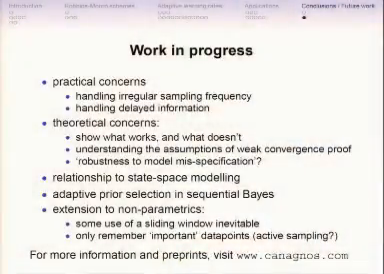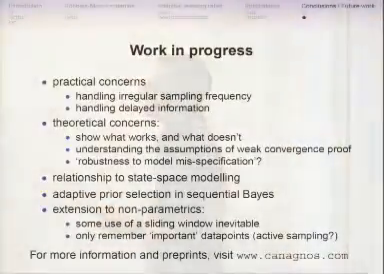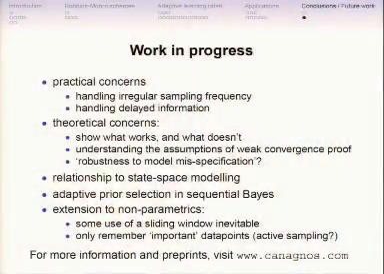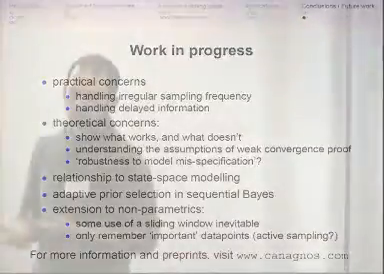So in terms of future work, some practical concerns are to handle the irregular sampling frequency that is observed in real data, and to handle delayed information. And that would be very important, for instance, in fraudulent transactions as well, because you usually observe the label of a transaction much later, even 6 months later than the actual transaction was observed. In terms of theoretical concerns, my main concern is to understand which of the methods for self-tuning learning rates actually works in this weak sense that I've described, and which one doesn't.